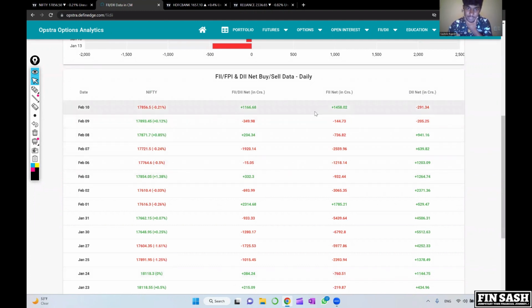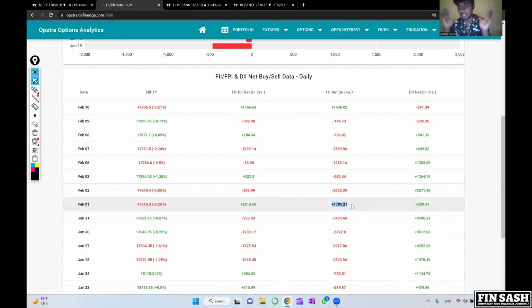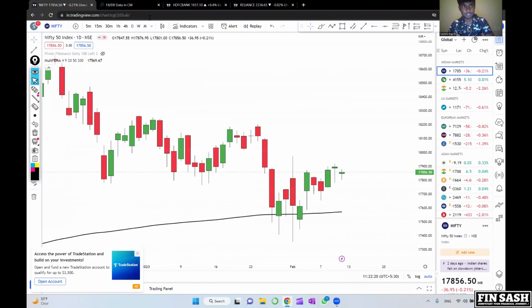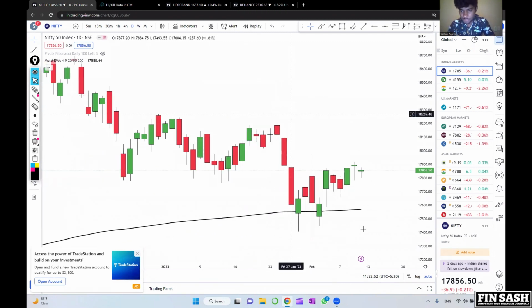So FII has stacked almost 1,458 crores worth of shares in Nifty. If we look at the previous time, if we move to Feb first, FII really bought a lot of quantities, right? Let's check it out on the charts. So FII bought a lot of quantities on Feb first, right?